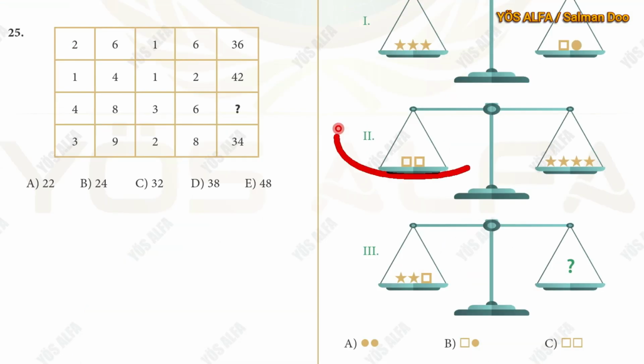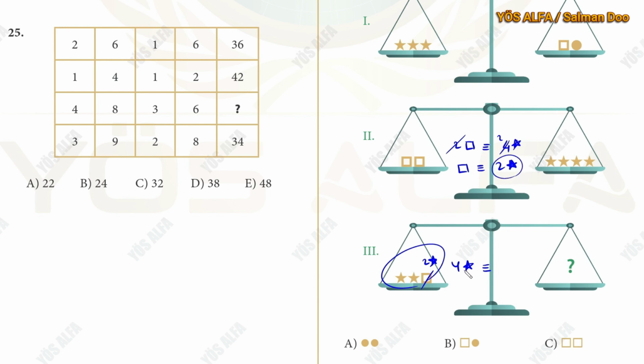27. Let's start from the second balance. 2 squares is equal to 4 stars. So 1 square is equal to 2 stars. And let's substitute 2 stars over here. So we have 4 stars equal to what? Since 2 stars is a square, 4 stars is 2 squares. So the answer is C.